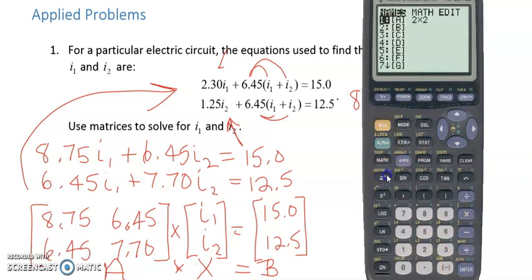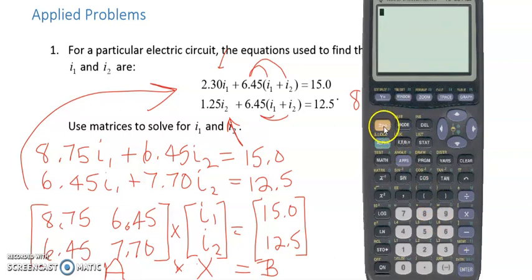And now let's type in the second matrix. So it's B. I'll go over to edit once again. And now it's number 2. Or you can use your arrow keys to come down until number 2 is highlighted and press enter. 2 by 1. And so 15.0 was the first number. Again, you can just type in 15. And 12.5 for the second number. And basically, that's all the work you have to do.